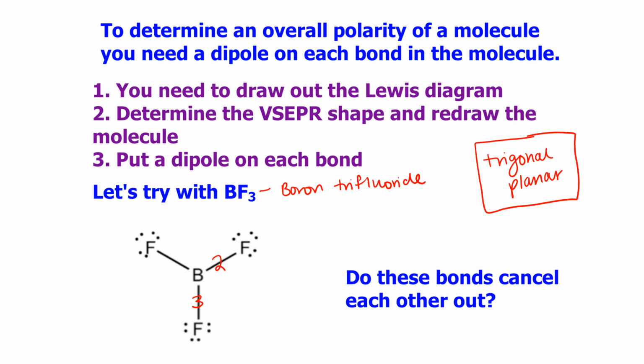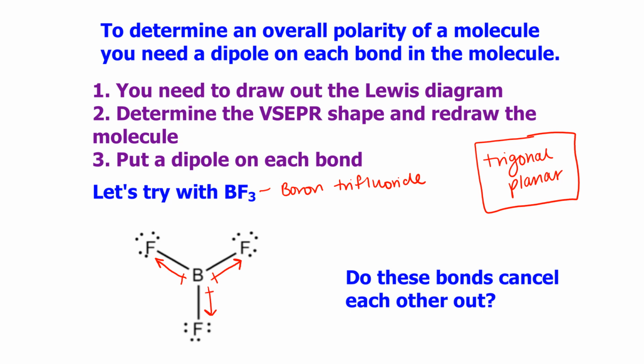And then our next step is to draw the dipoles on each of the bonds in the molecule. So we have to use our electronegativity trend, or the electronegativities on your periodic table, to figure out which of the atoms is more electronegative. So when we compare boron to fluorine, we know that fluorine is more electronegative, so the arrowhead is going to point towards fluorine in all of these examples here. And towards boron, we know we're going to have that slight positive charge because the electrons are being pulled away from boron.